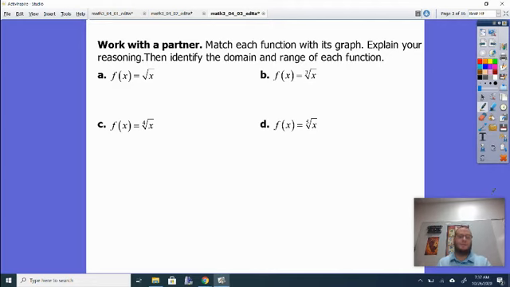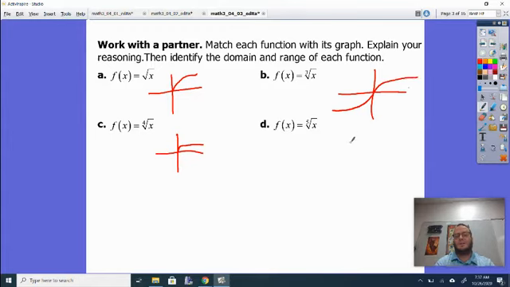So going back, our square root looks something like this. Our fourth root, a little bit sharper, and then it caps off a little faster. The cube root has two sides, and then the fifth root looks the same, but again, it's a little shorter and has sharper turns.